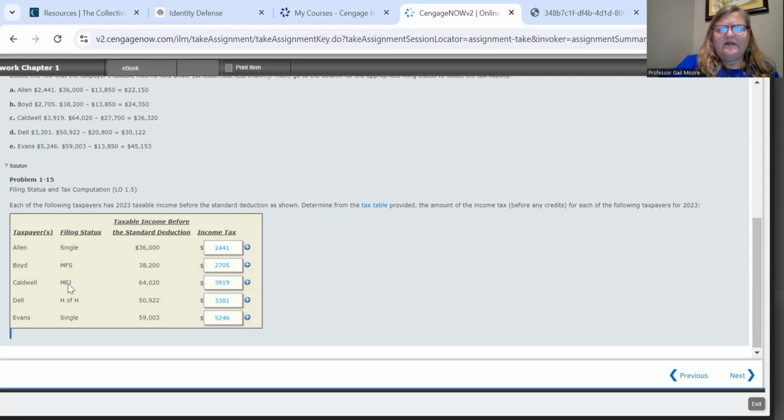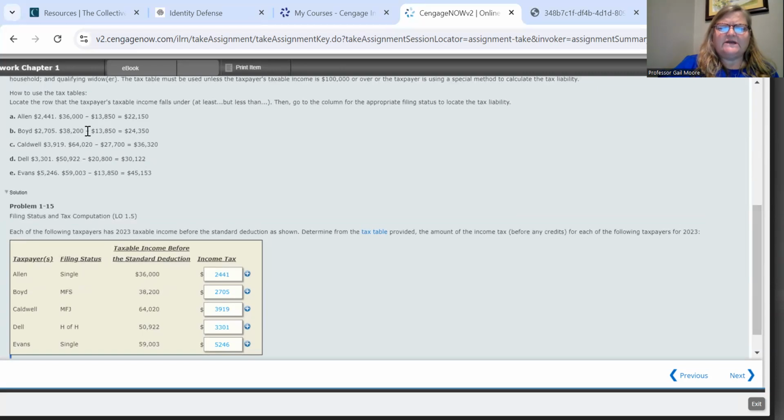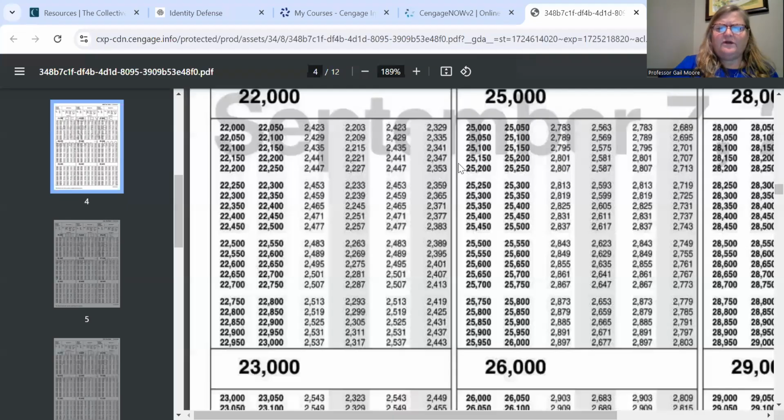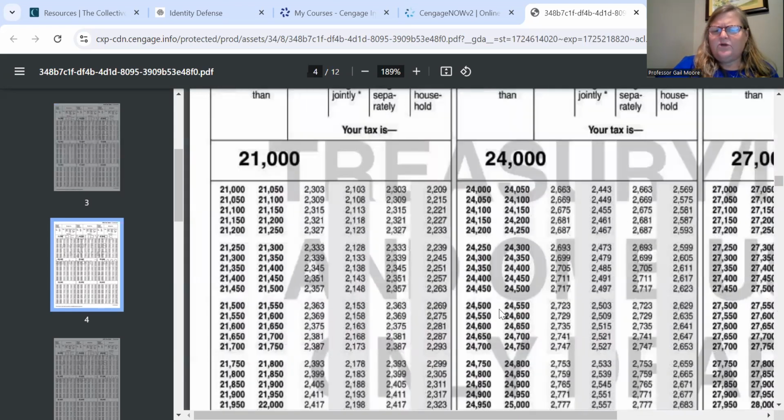So we have our filing status here. Boyd is married filing single, okay? He has 38,200. So if you look up here, his standard deduction is the same, 38,200 minus 13,850. We'd need to look up 24,350 on the tax tables. So we've got to remember that number, 24,350. So you go over here to the tax tables, and you look at 24,350.